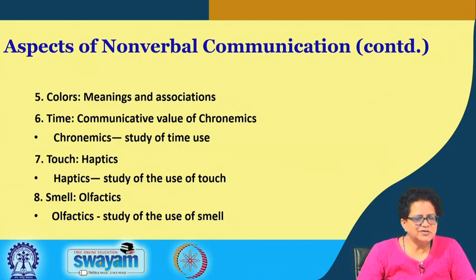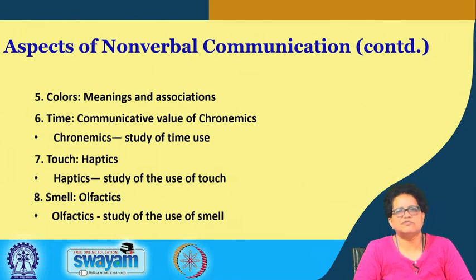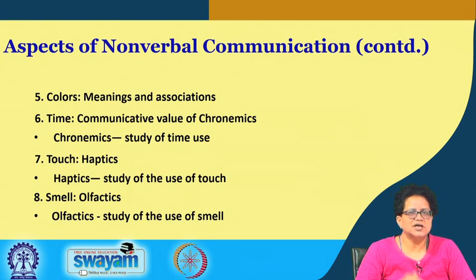So, let us move further to number 6, time, which has a communicative value. This aspect of time is called chronemics. How do you value time? The question is, how do you use time? Chronemics is thus defined as the study of time use.